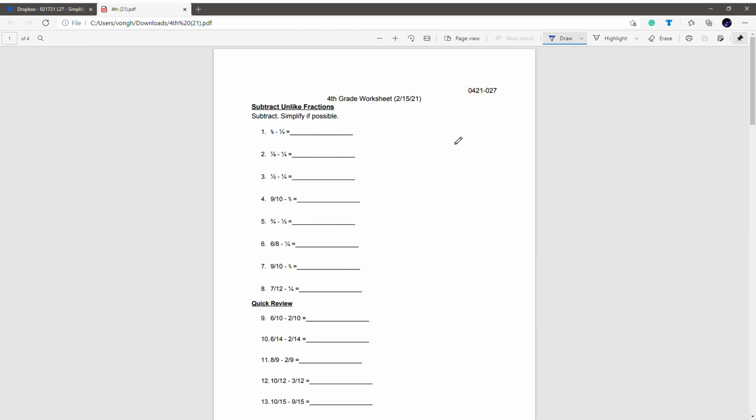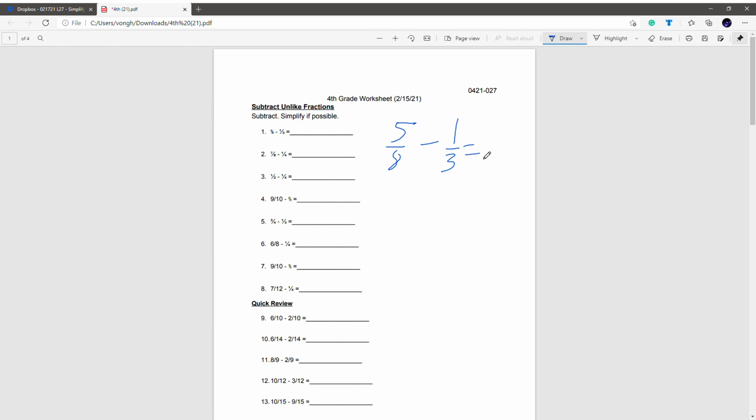This is the worksheet for lesson 27 for the 4th grade one, and I'll be covering it. So the first one's just subtract unlike fractions, so it's pretty simple. I'll do the first one. So we have 5/8 minus 1/3.